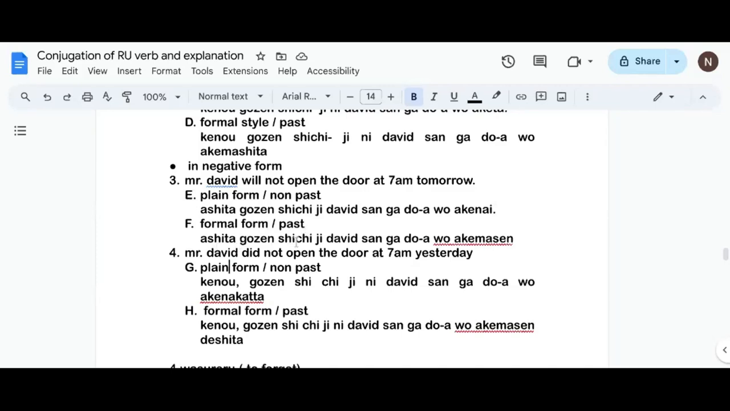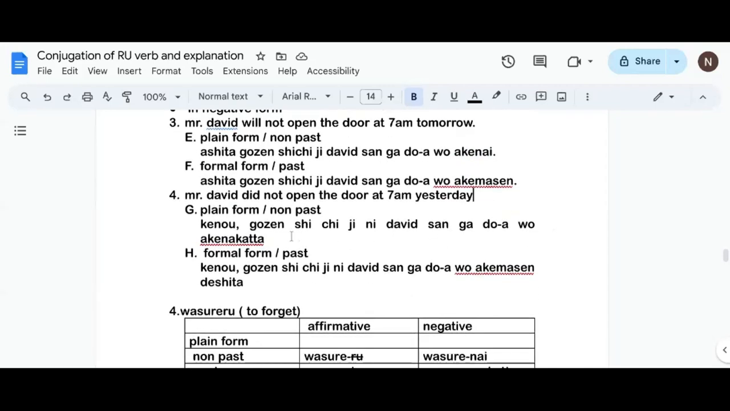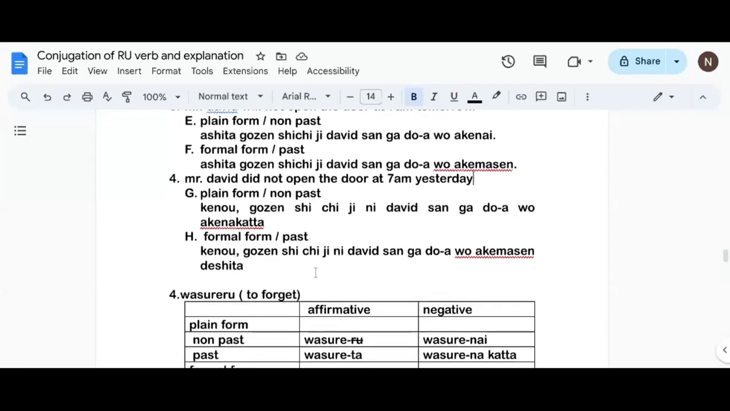The same. Ashita gozen sichiji David Sangha doa o akemasen. Akemasen. The word akenai under your plain form becomes akemasen under your masu form or your formal form. Then we will go to akenakata. Okay, plain form past: kino gozen sichiji ni David Sangha doa o akenakata. Mr. David did not open the door at 7 a.m. yesterday. Okay? Akenakata. Did not open. Now, in your formal past tense: kino gozen sichiji ni David Sangha doa o akemasen deshita. Under your formal form past tense.